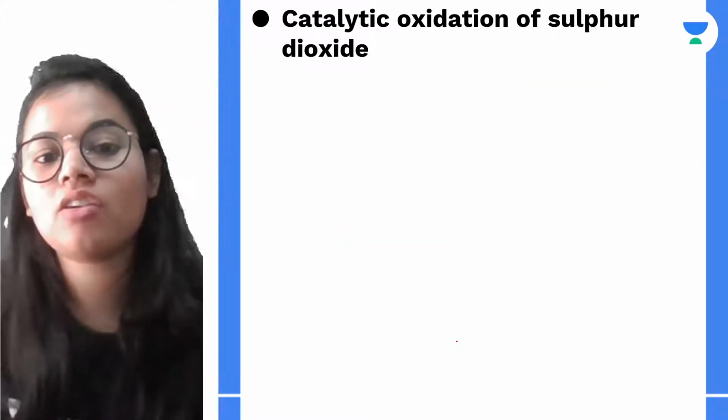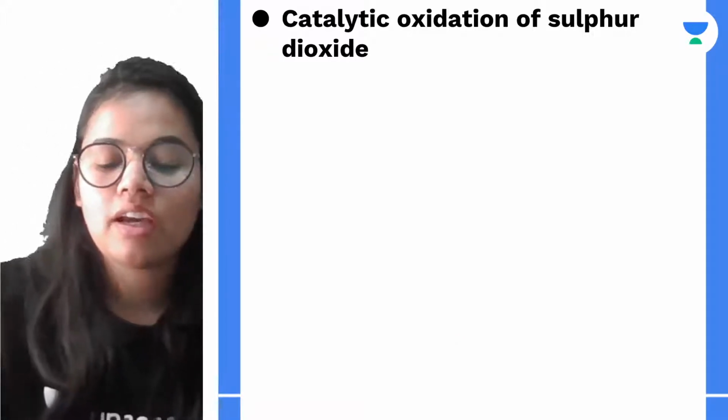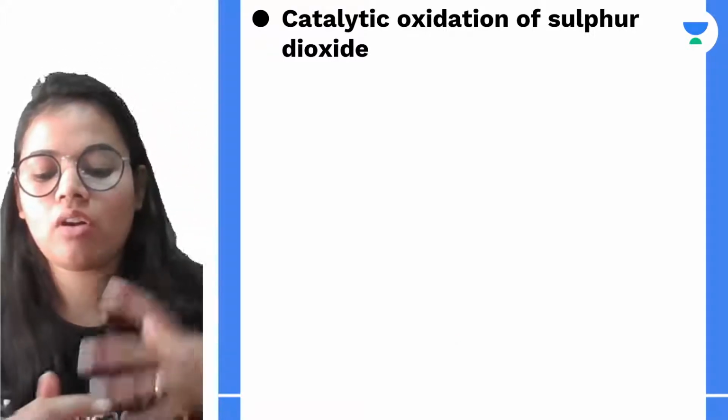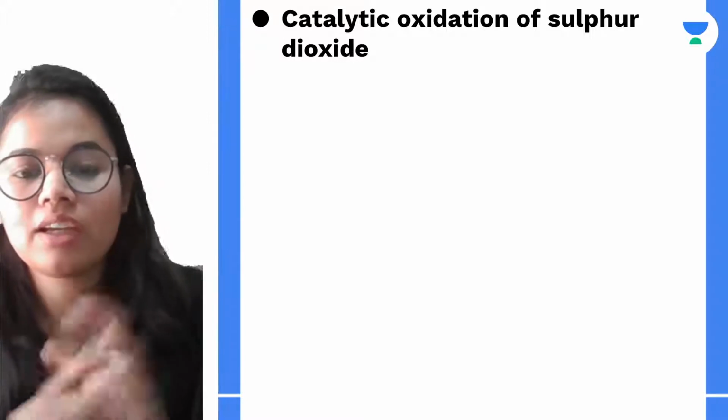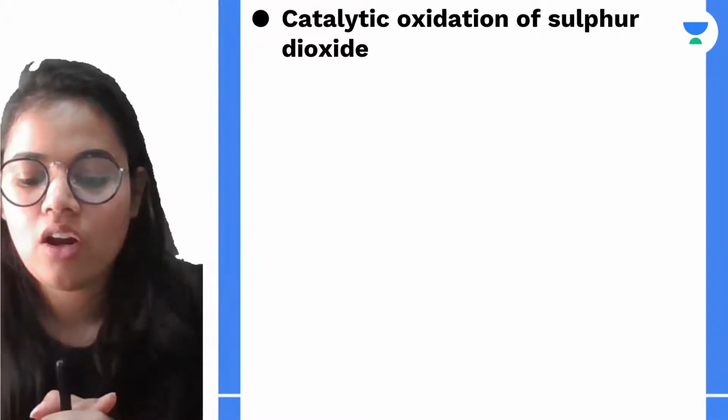Next is catalytic oxidation of sulfur dioxide. Now what have we got? We have got the clean mixture, clean sulfur dioxide.